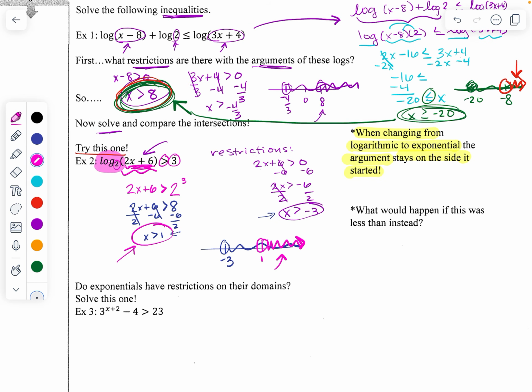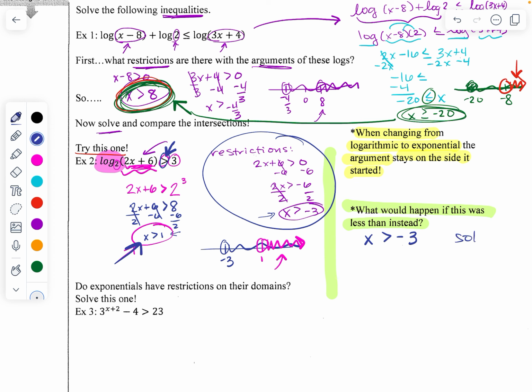Let's see what would happen if this was less than instead. So if it was less than instead, the restriction on the argument would be the same. So we would still say x has to be greater than -3 because that's the restriction on the argument. But if this was less than, that means that this sign would change. When I solved this, instead of it being x is greater than 1, the solution would have given x is less than 1. So let's put that on the number line.